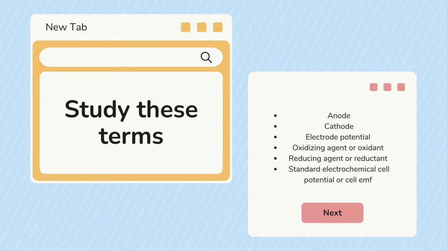Next, we have the standard electrochemical cell potential or the cell EMF. It is the difference of the standard reduction electrode potential of the cathode and the anode.